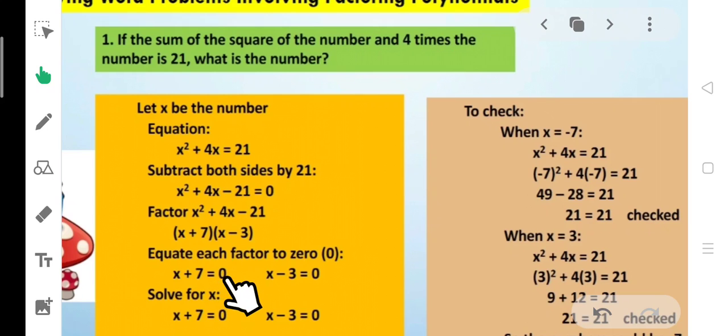Equate each factor to 0. We have x plus 7 is equal to 0, then x minus 3 is equal to 0. Then solve for x.